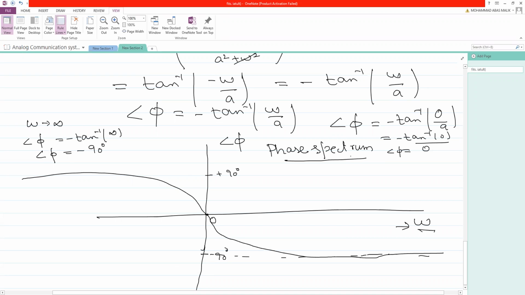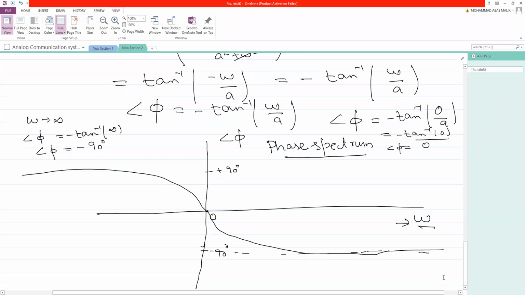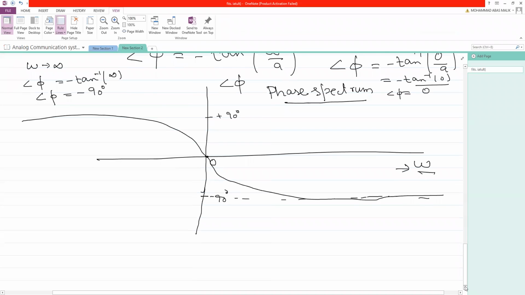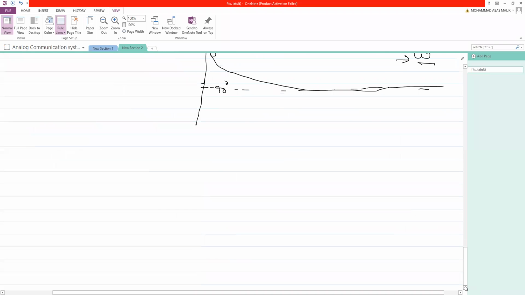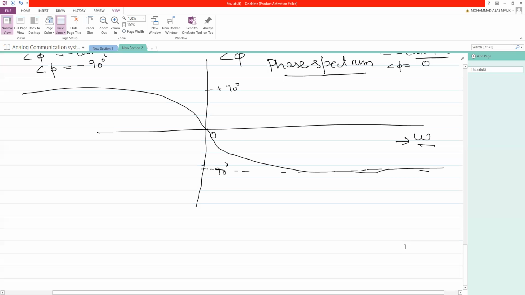Now, tell me, is the phase spectrum even or odd? From this graph, what can you conclude? Is this even or odd?